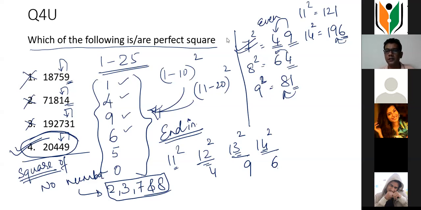Did we understand? So we are not looking at the exact perfect square value. We are looking at what is the previous digit. Okay.